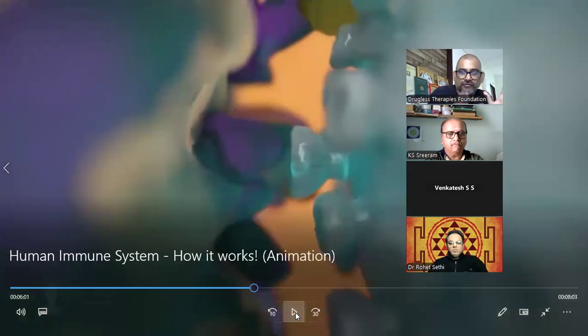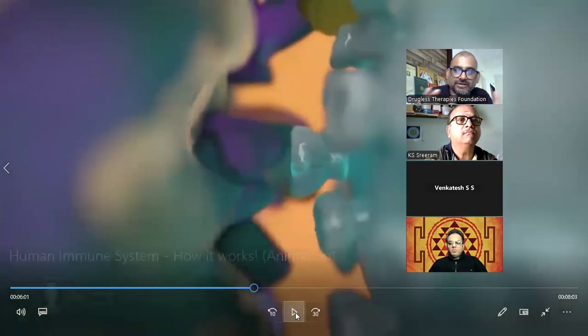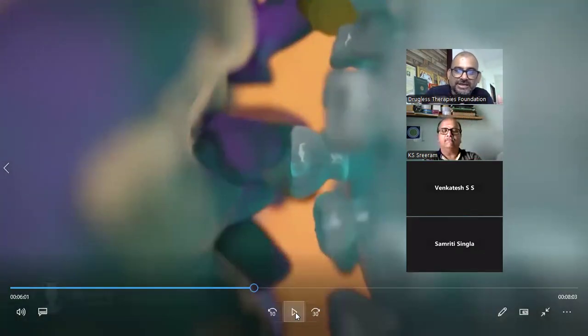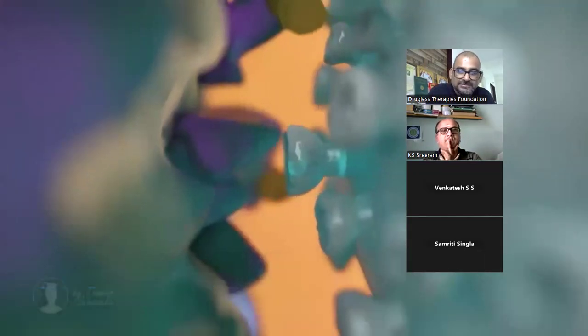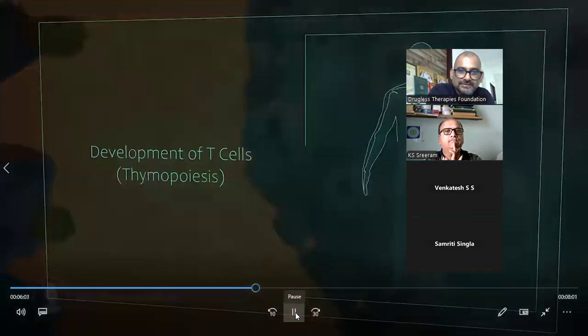Whatever bacteria the macrophage has eaten, it checks with the available data whether we have any ready-made protection with us. It will check. This is what is happening here. Let us take a closer look at this.